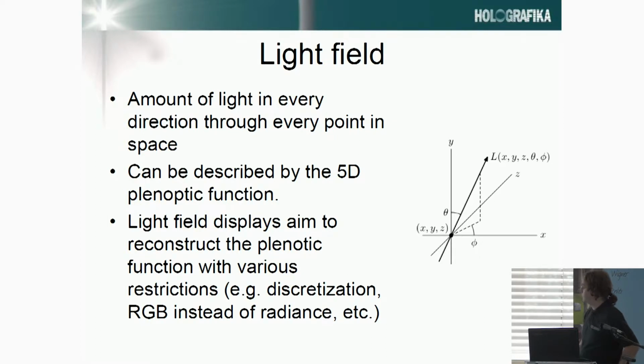We can describe this with a 5D plenoptic function, which describes the ray with x, y, z, and two angles, and the result is the luminance of the light that goes through that point to that direction. Okay, so how do we want to reconstruct this plenoptic function? We would like to impose various restrictions like discretization of this function, and instead of radiance, we would really like to use RGB because all of our equipment captures or reconstructs RGB.